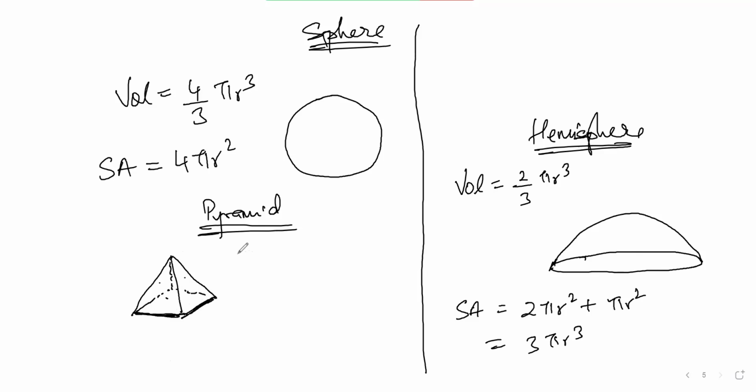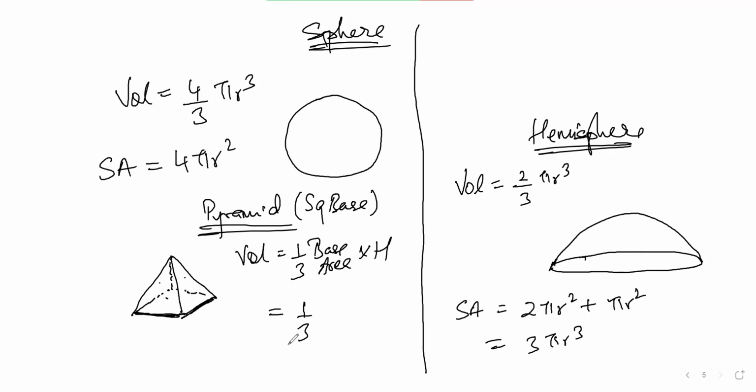For a pyramid, the volume is 1/3 the base area into the height. So it'll be 1/3 if it's having a square base or rectangular base. Usually it's a square base, so 1/3 the base area is side square, and the height. It just depends upon what kind of base you have. And it'll be 1/3. Anything pointed will be 1/3.